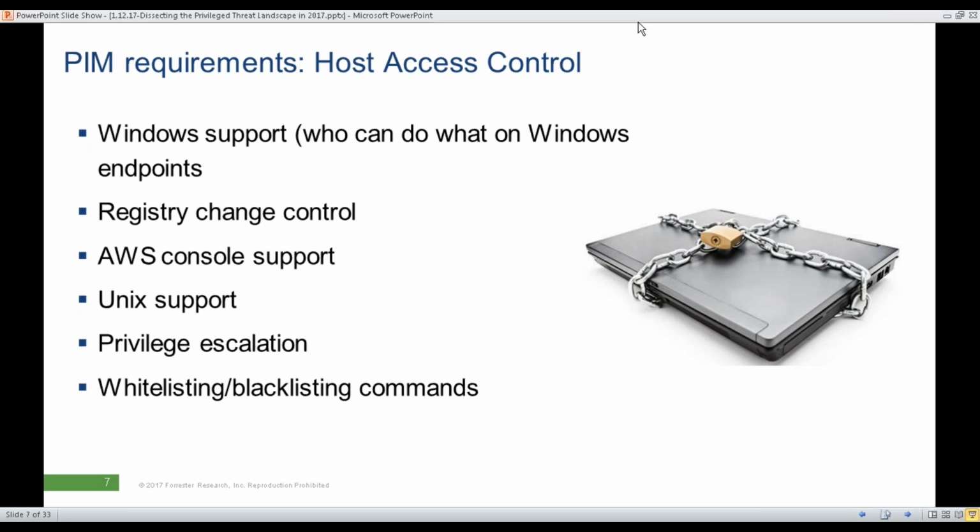We also looked at registry change control. This is a very important thing. How programs are changing your registry on Windows can have a big impact on the health of operations. AWS and Azure console support: how you're able to manage consoles of various cloud service providers and infrastructure service providers, and what level and depth of support you have there in terms of who can do what in those environments. And then Unix support, and finally privilege escalations.